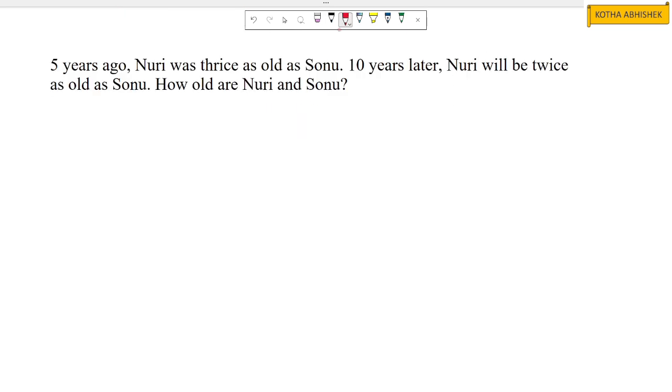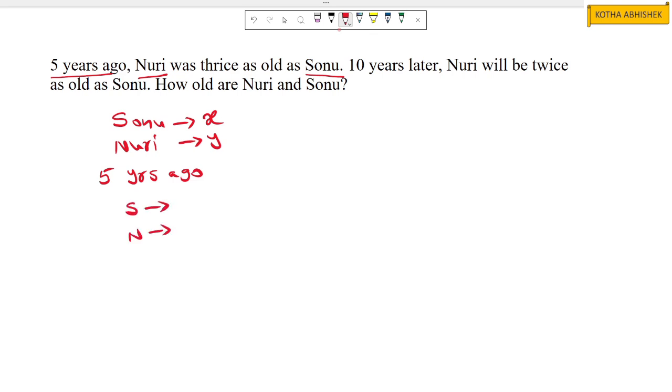5 years ago, Noori was thrice as old as Sonu. So here two persons are there, Sonu and Noori, right? Let the present age of Sonu be x. Let the present age of Noori be y. Now, 5 years ago. So let us try to find out their ages 5 years back. The present age of Sonu is x, right? Then 5 years back it will be x minus 5. Noori's present age is y. Then 5 years back it will be y minus 5.